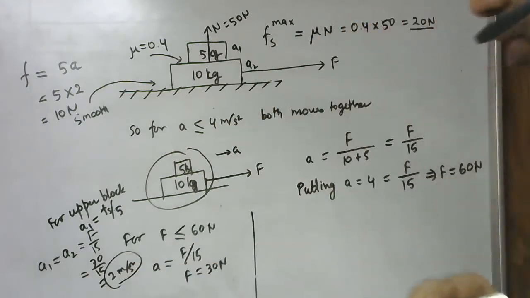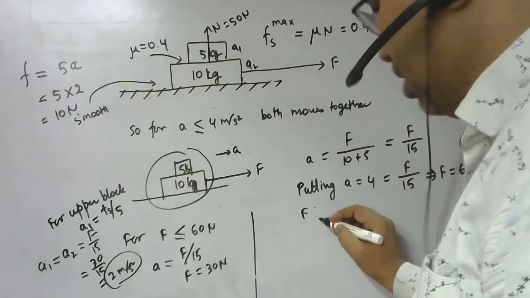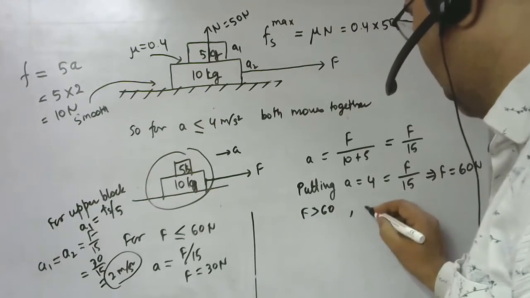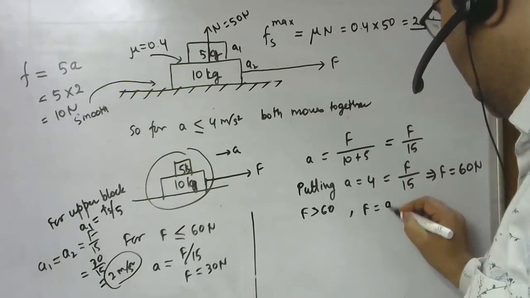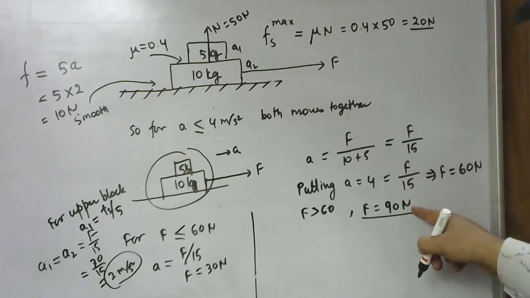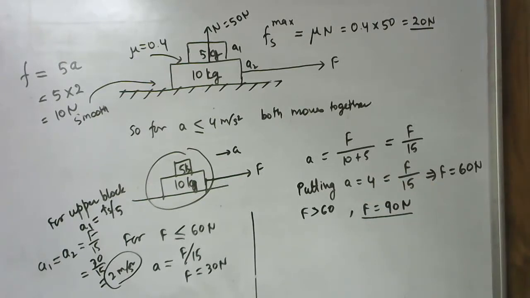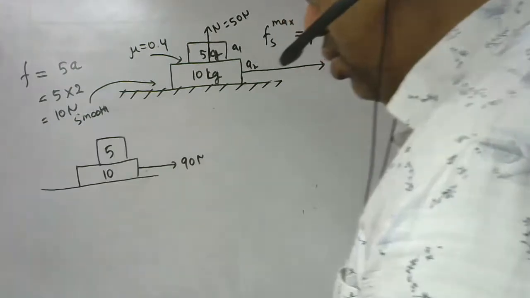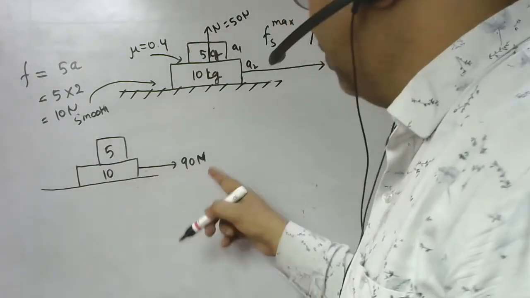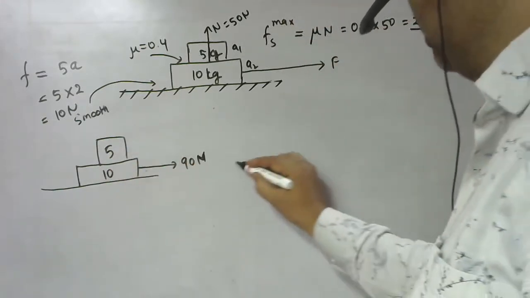Now I'm going to take another case in which the external force is greater than 60 Newton. Suppose F equals 90 Newton. I've told you that at this force both blocks will move at different accelerations. Now this is 90 Newton, above 60, so the two blocks will have different accelerations.